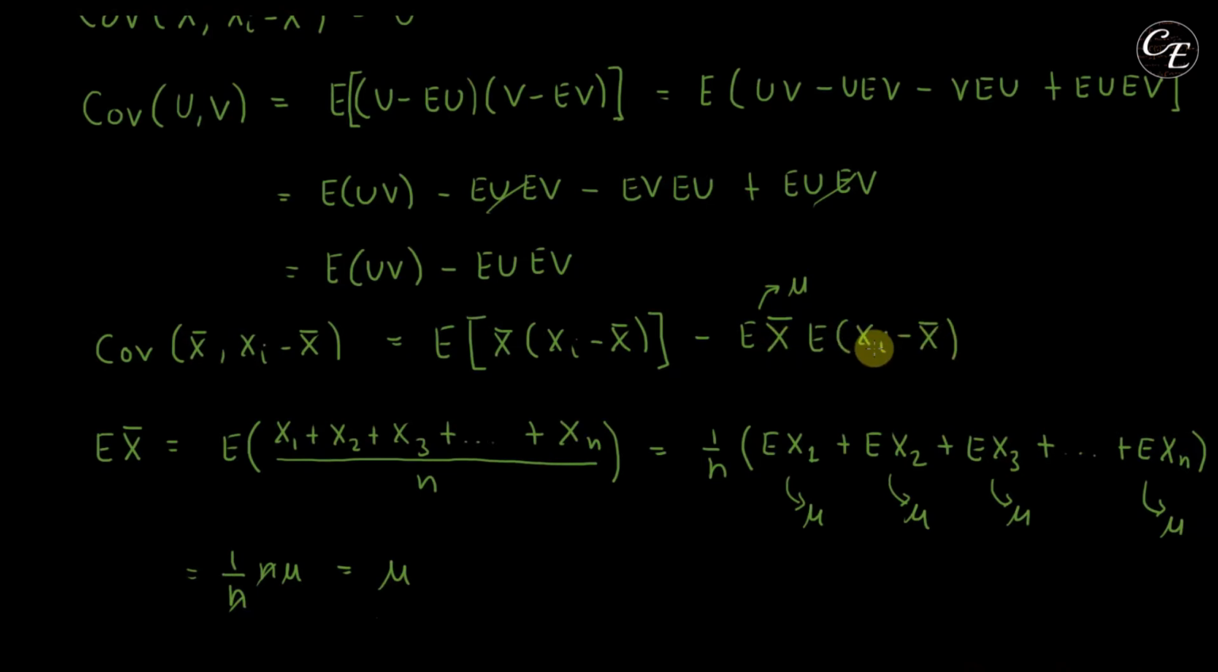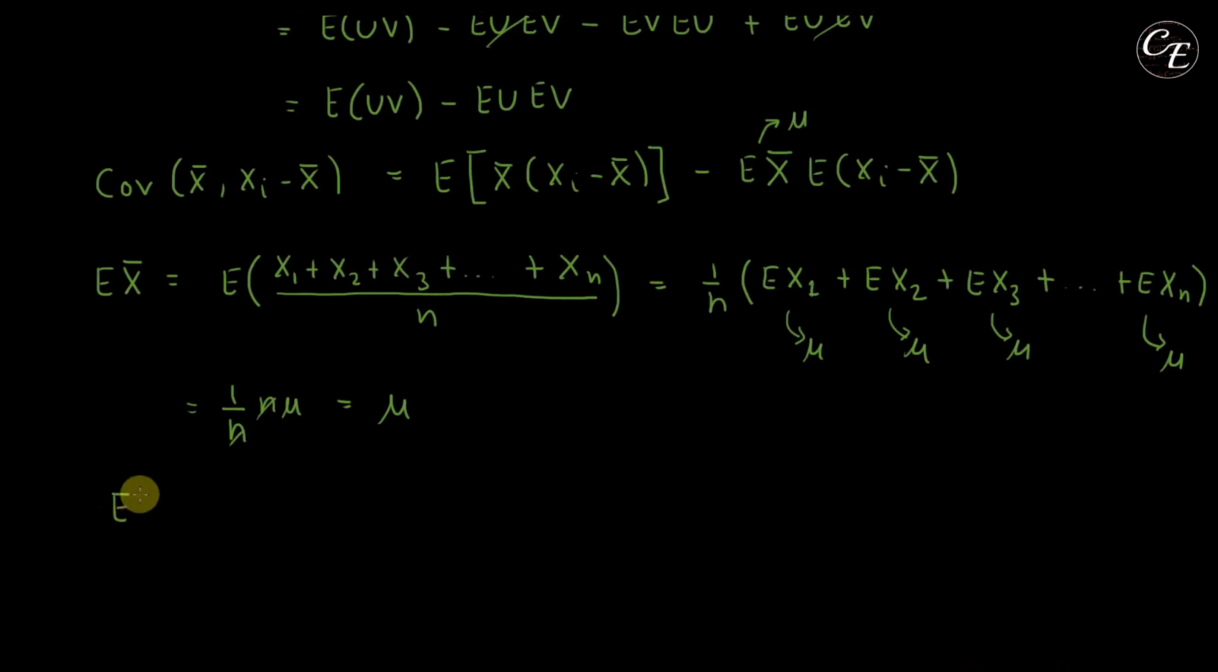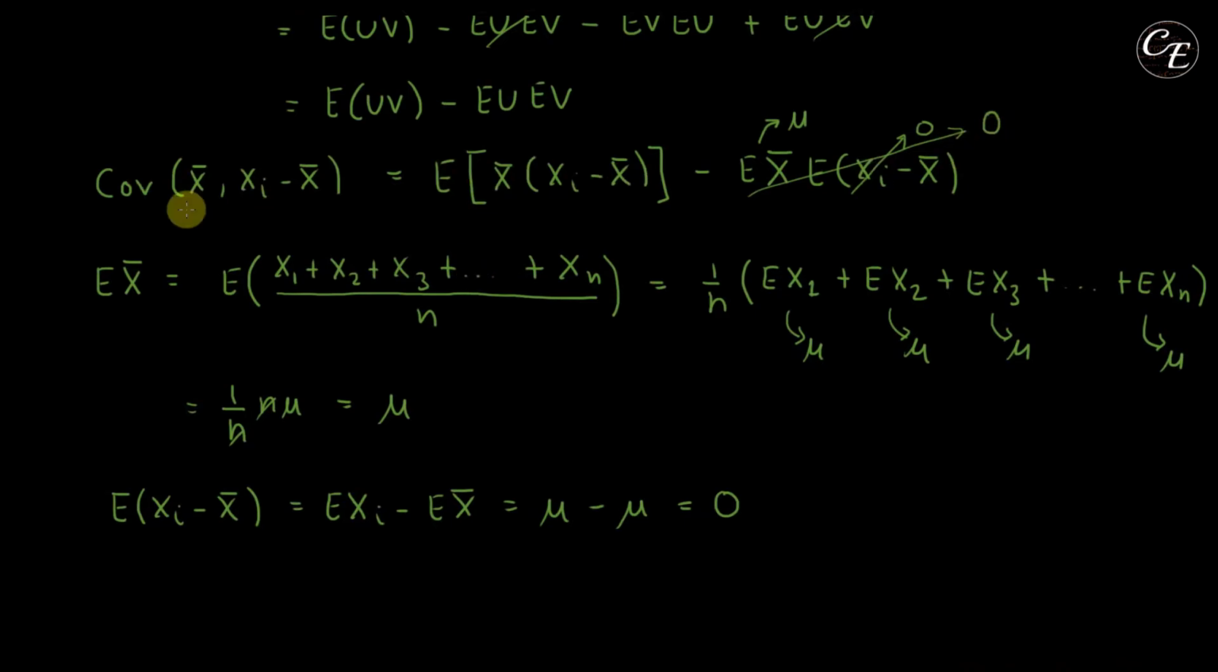Then for this one, what is the value of expectation of x sub i minus x bar? We can distribute this expectation for each term in here. We have expectation of x sub i minus expectation of x bar. For this expectation of x sub i, we know that it is equal to mu, minus expectation of x bar, which is equal to mu. So this one is 0, and this whole term will just be 0. And then we're left with this for our covariance.